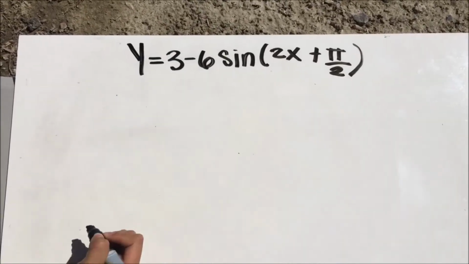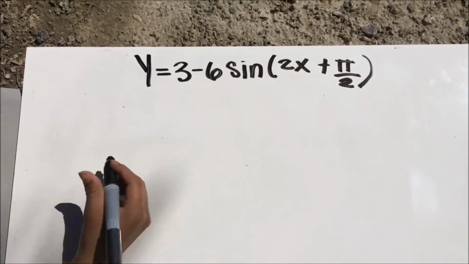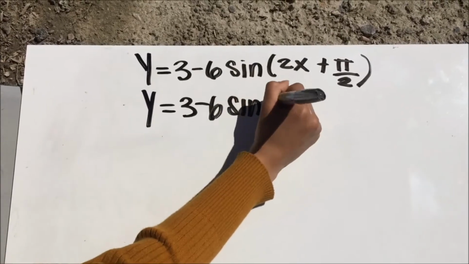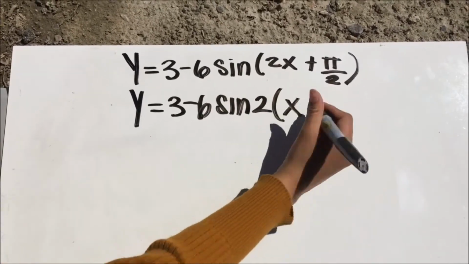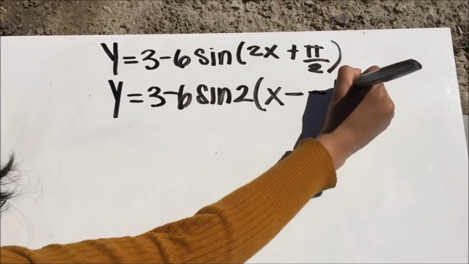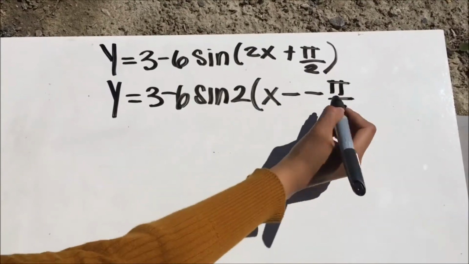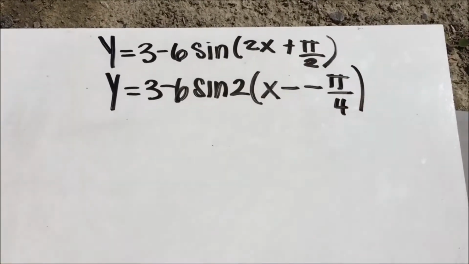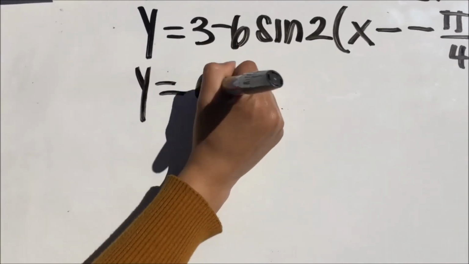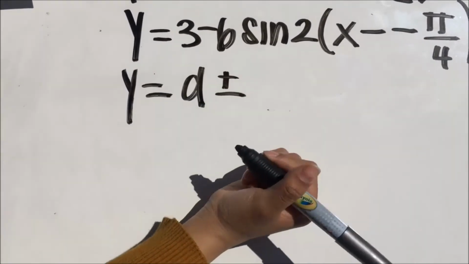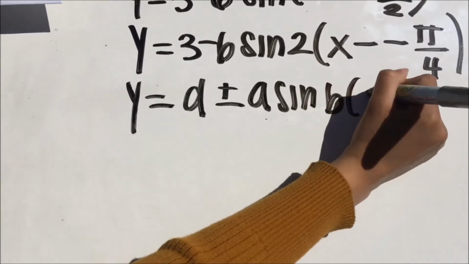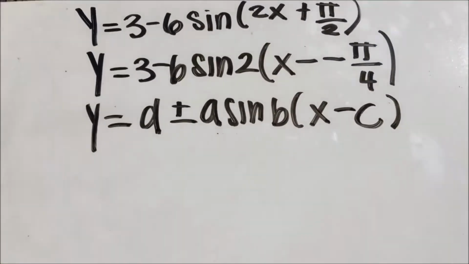Okay, so x needs to be by itself, so we will need to factor that out. So that would be y equals 3 minus 6 sine 2 parentheses x minus, and then another minus because it has to be a positive, pi over 4, because 2 times pi over 4 would give you that. And then we just write down the actual equation, which is y equals d for vertical shift plus and minus a for amplitude sine b x minus c for horizontal shift.